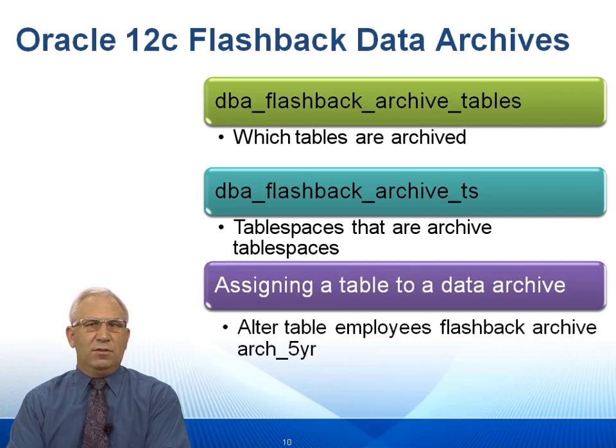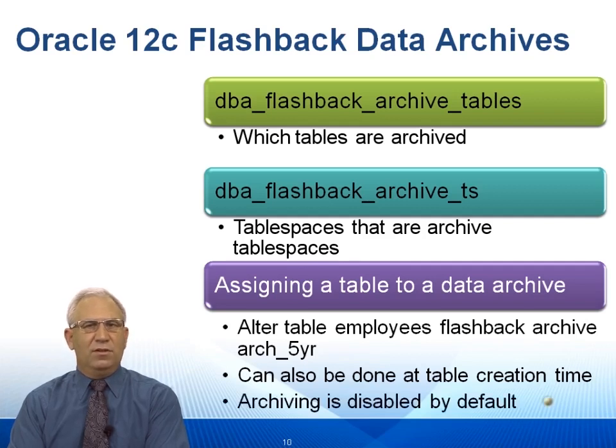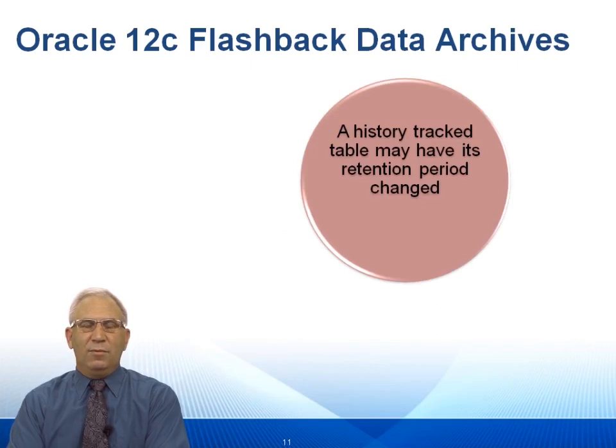To assign a table to data archive, you can do this when the table is created or after the table is created. You could simply issue this alter table, table name, flashback archive, and then assign the specific archive to it. If you don't assign the specific archive, it will use the default archive for the database. So again, archiving can be assigned when you create the table or after you create the table. By default, archiving is disabled. Keep in mind, enabling archive at the table level, if there's a series of changes made to that table, could cause some significant performance problems.